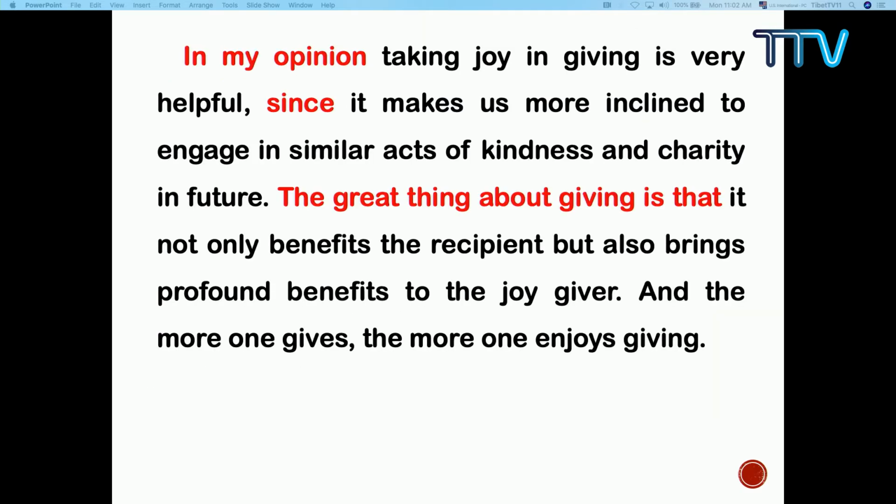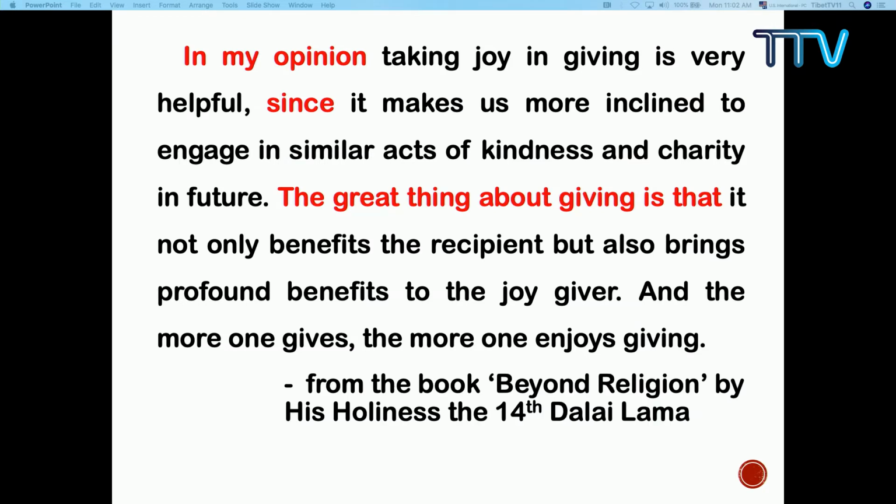In my opinion, taking joy in giving is very helpful, since it makes us more inclined to engage in similar acts of kindness and charity in future. The great thing about giving is that it not only benefits the recipient, but also brings profound benefits to the giver. And the more one gives, the more one enjoys giving. This excerpt or paragraph I have taken from the book Beyond Religion by His Holiness the 14th Dalai Lama.